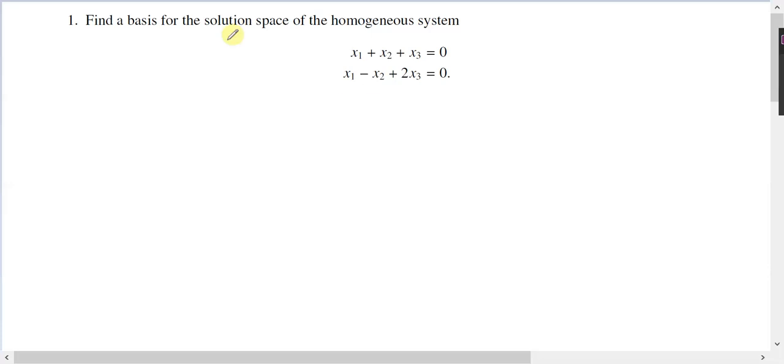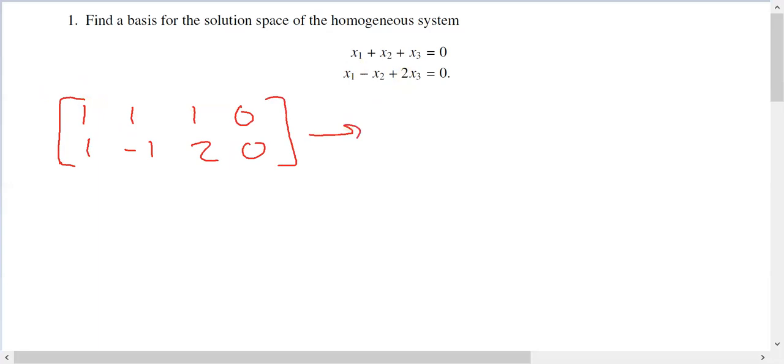Column 1, we're asked to find the basis for the solution space of this system of equations. And so remember, what we need to do is basically set up the matrix to solve this system. So there's my augmented matrix. I'll add negative row 1 to row 2, and that'll be my new row 2. So this top row stays the same.